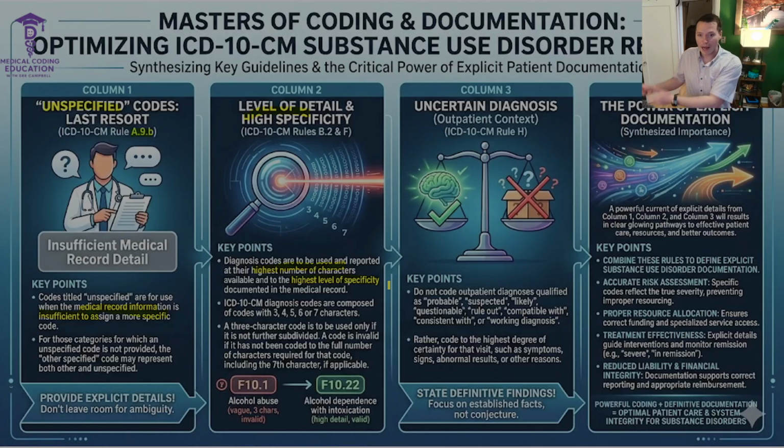So when I'm talking about that F19 for polysubstance use scenario, don't use F19 if you know the drugs. Instead, report all 5 drug codes. That's what you're supposed to do. It's the proper way of reporting things. Uncertain diagnoses, just once again, I want to make certain everyone knows you've got to be definitive with your language.